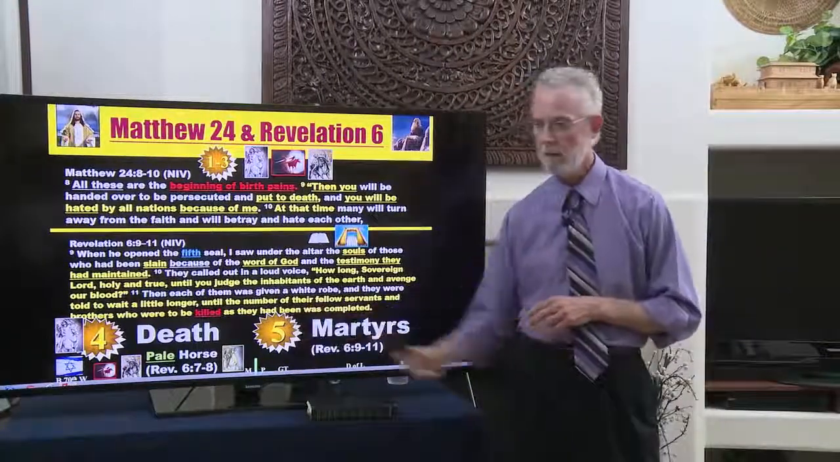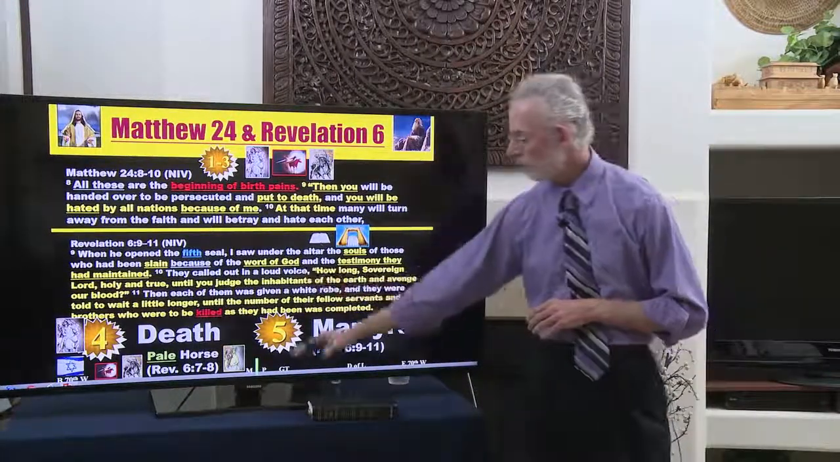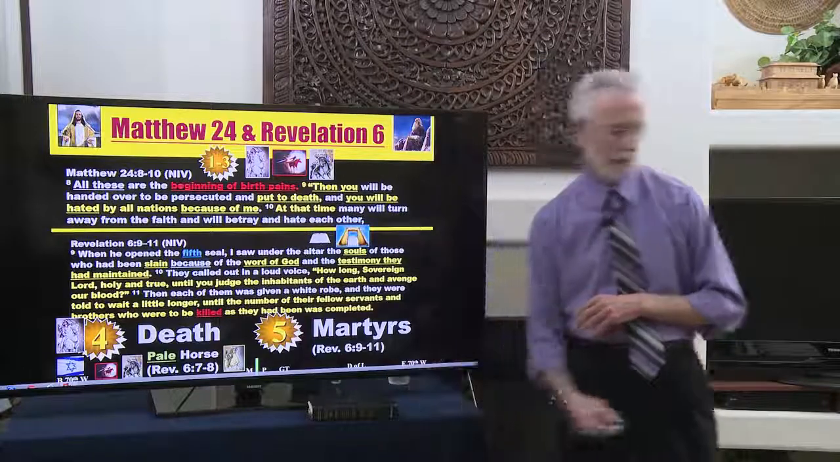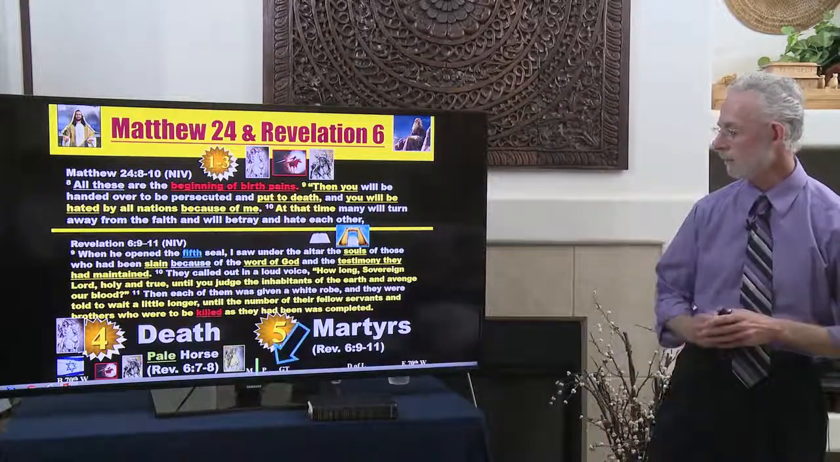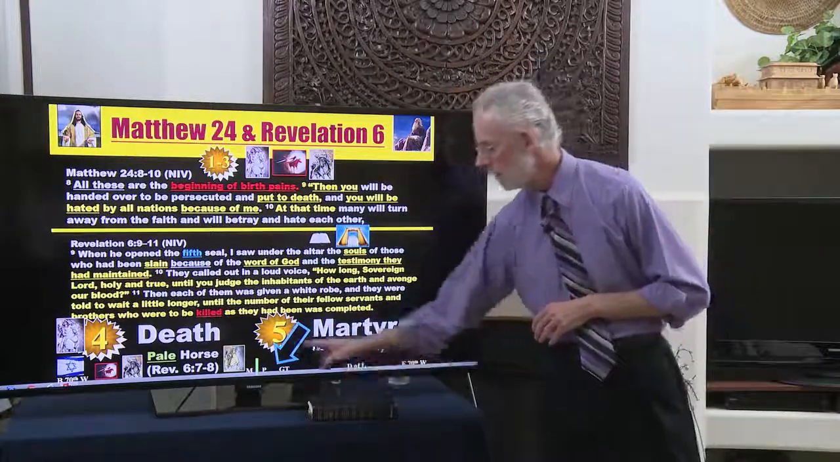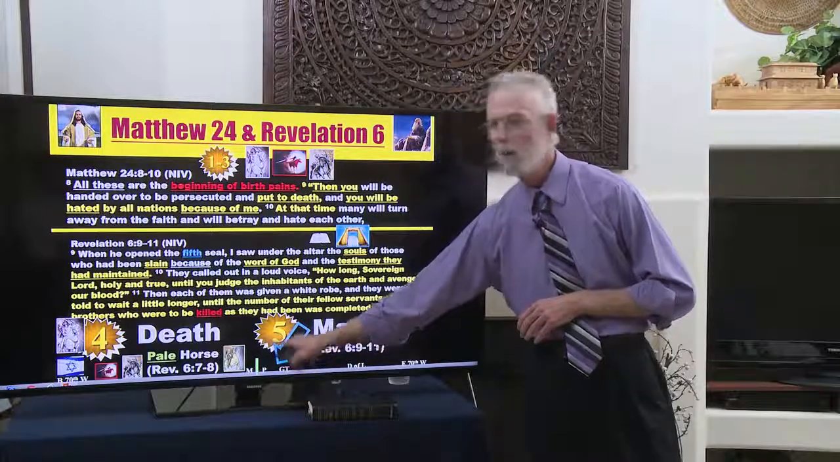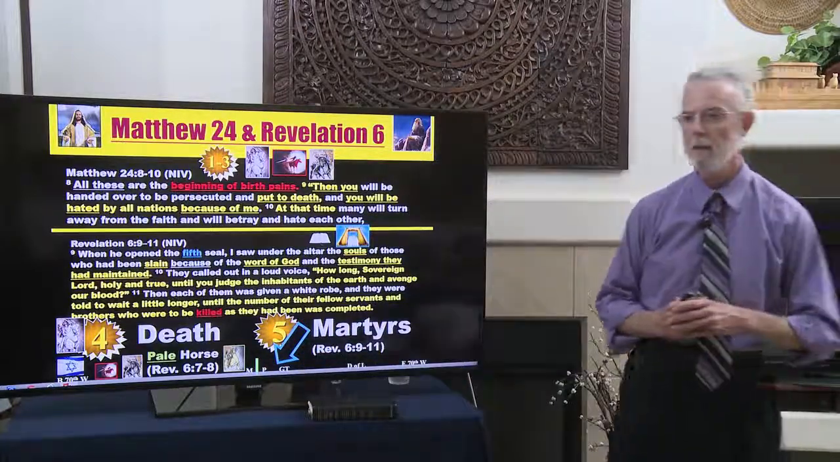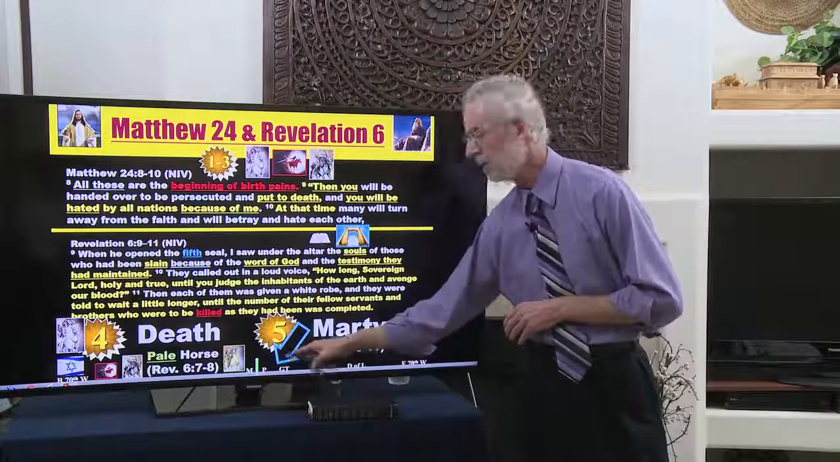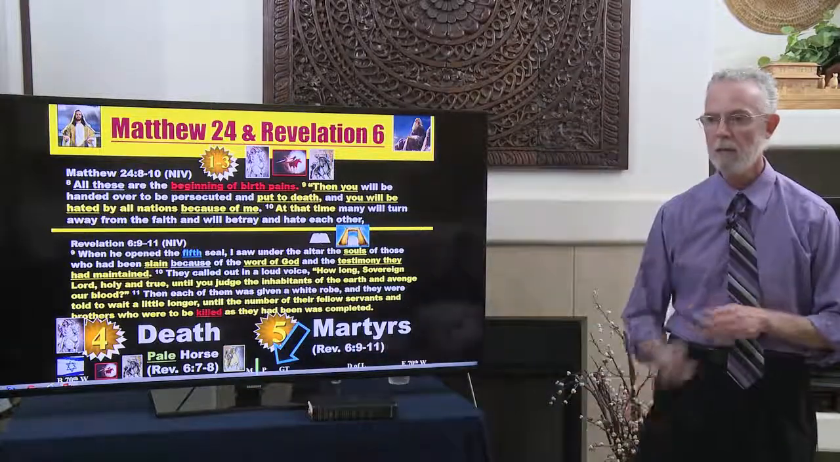More Christians are going to be killed. So at the fifth seal, we have Christian death, Jesus and John, again, in perfect harmony, absolute perfect harmony. We have Christian martyrs here. This is happening probably right after the midpoint. Once the Antichrist sets himself up in that temple, he's empowered by Satan, and he starts going after the Jews and the Christians. Okay? Everybody with me?